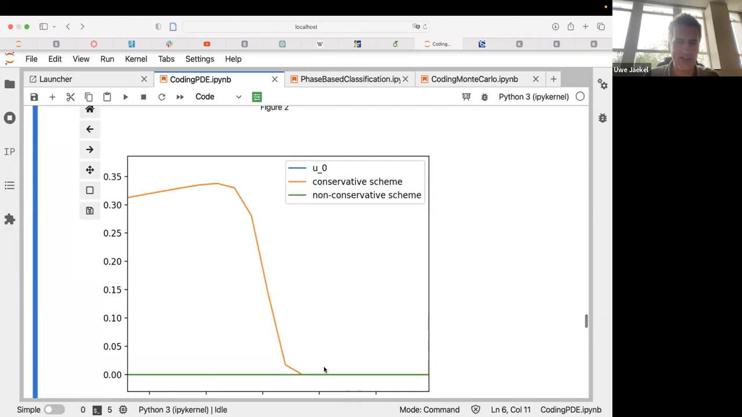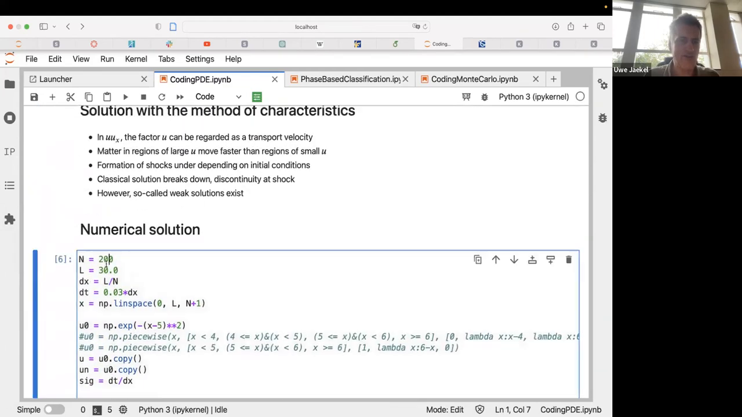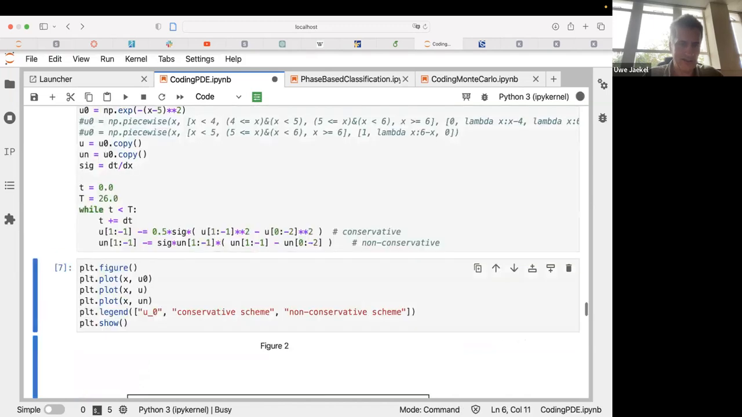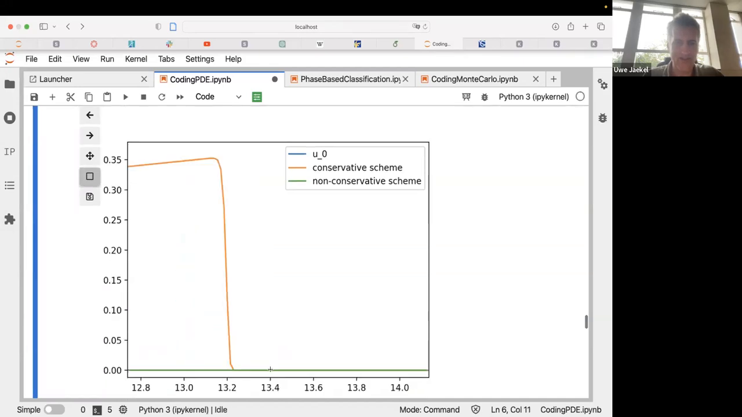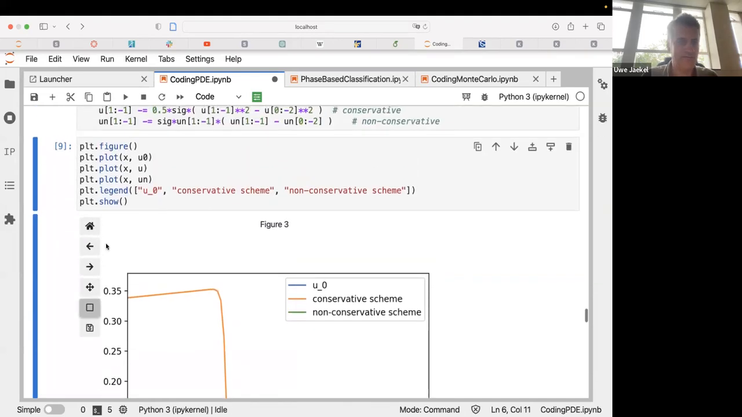You see, it's a bit smooth, and for a grid size of 2000, you can immediately see that this is much steeper. And the smaller I make the grid, the steeper the shock front will become. So here we already have a very pronounced shock front.